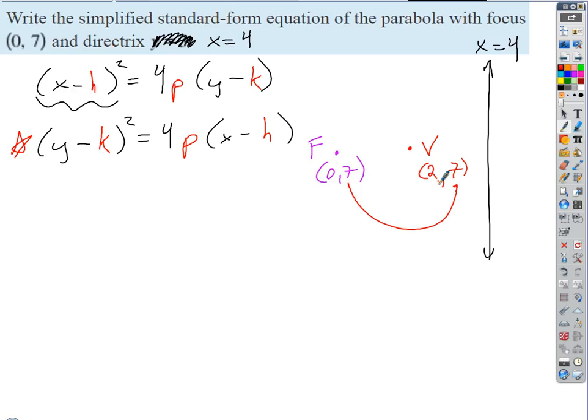Would you ever get a decimal? I mean, you could. I probably won't get a lot of those just because I don't want you to focus on the arithmetic. But you could. Sure you could. Or a fraction.